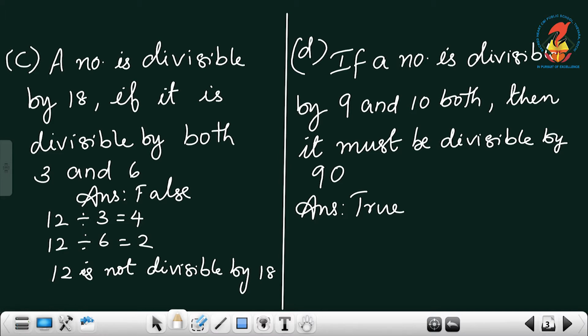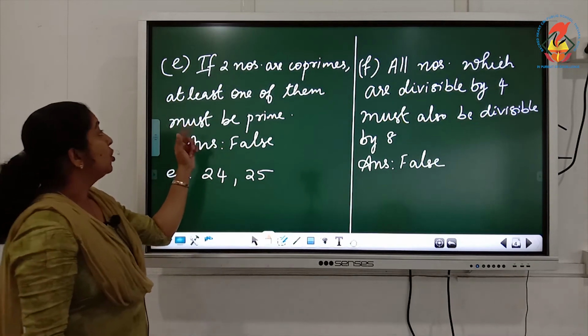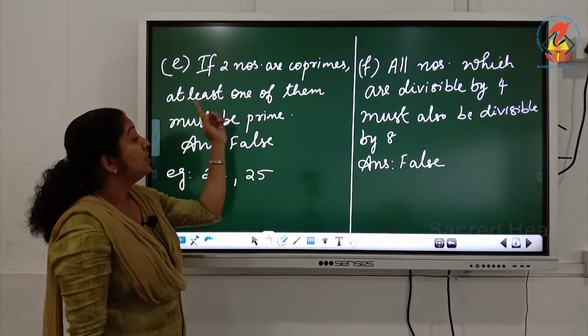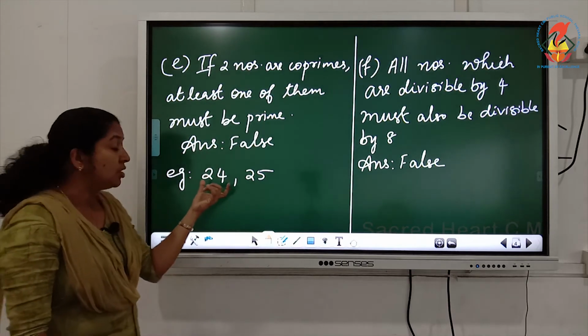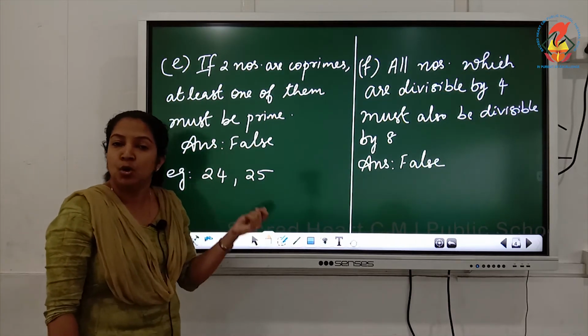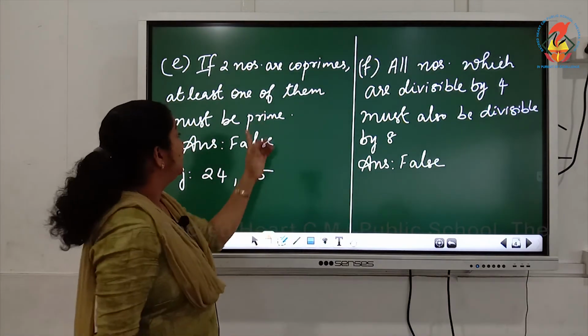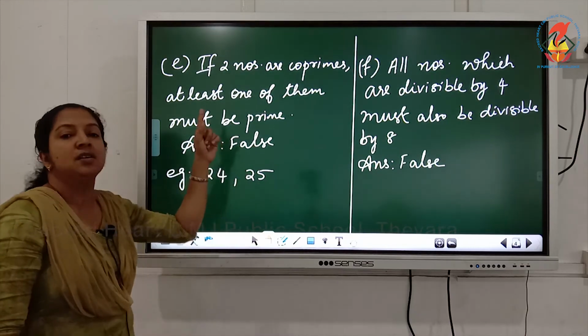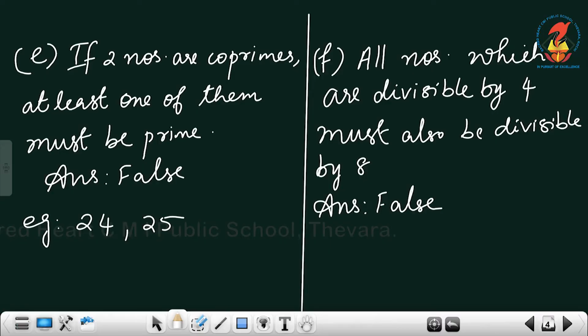It is true. Next. If two numbers are co-prime, at least one of them must be prime. Consider this example, 24 and 25. These two are co-prime numbers, no common factor other than 1. But these two are composite numbers. So, the statement is false. Next, all numbers which are divisible by 4 must also be divisible by 8. I have already said this, 8 is greater than 4, so it is not.